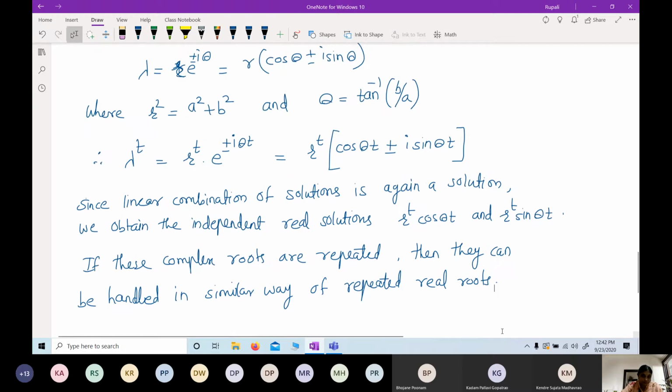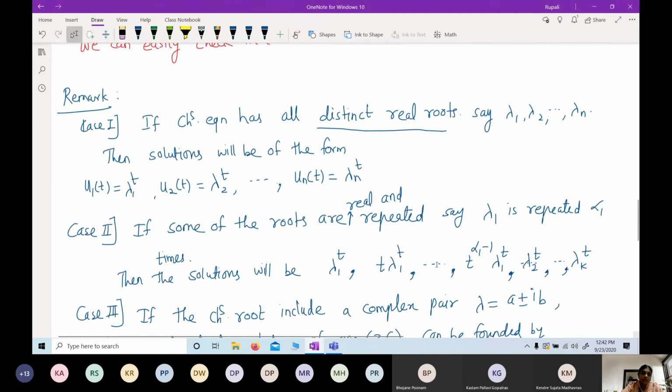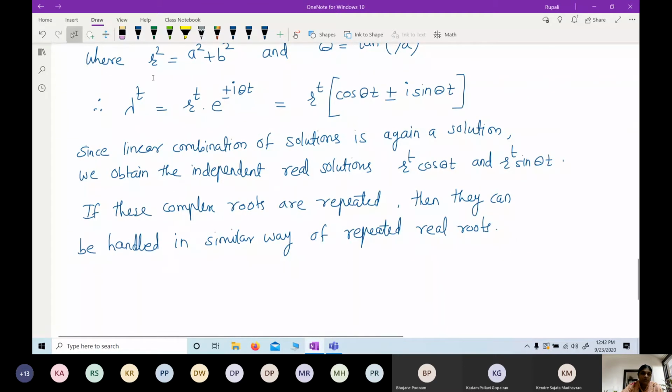Is that okay? So if one of the roots is complex, then the roots will be given like this. Lambda raised to t will be r raised to t, e raised to plus or minus i theta t, which means r raised to t times (cos theta t plus or minus i sin theta t). So if I have a complex pair of roots and I want two real solutions, then the first solution will be r raised to t cos theta t, and the second solution will be r raised to t sin theta t. Is that okay? These will be two distinct linearly independent real solutions.